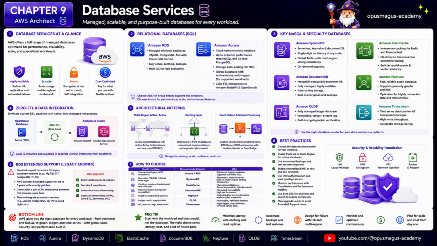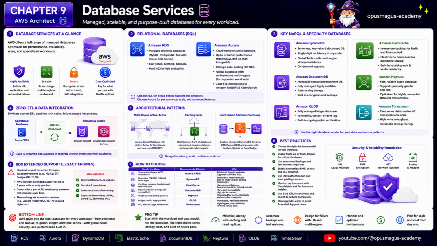ElastiCache is the caching layer. It supports Redis-compatible and Memcached-compatible workloads and is used to reduce latency, offload databases, store sessions, manage leaderboards, accelerate reads, and support real-time application behavior. A cache is not just a faster database. It is a performance and resilience tool that sits in front of slower or more expensive systems. Used well, it improves user experience and reduces pressure on the primary data store.